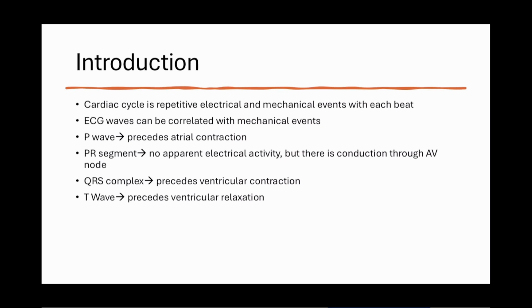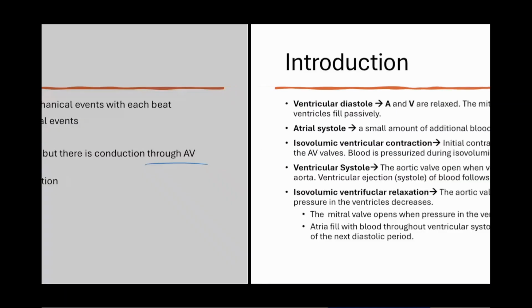ECGs can be correlated with our mechanical events. So every P wave is going to precede an atrial contraction. So if you see a P wave on EKG, they had an atrial contraction. The PR segment, which is no apparent electrical activity, is when we get through the AV node. Hold on to it before we discharge it. QRS complex precedes ventricular contraction, and the T wave precedes ventricular relaxation. And this thing just repeats itself over and over and over until you die, and then it stops. But until then, it's going to go off on its own. You don't have to think about it. It just does its own thing.